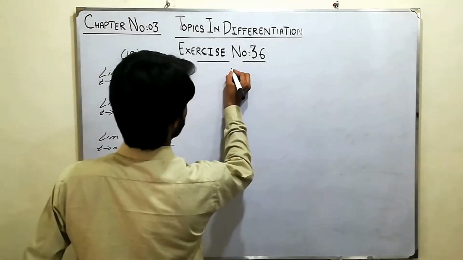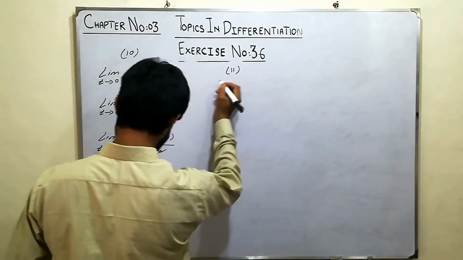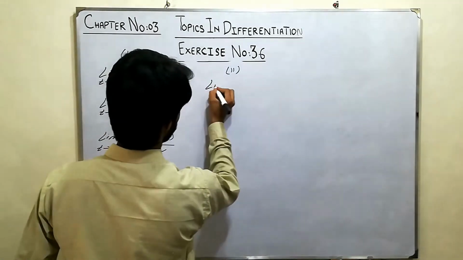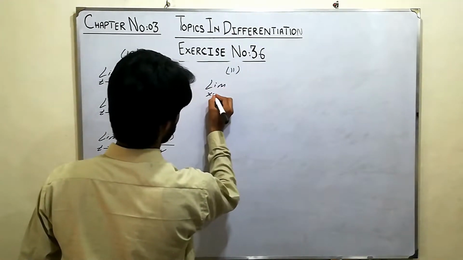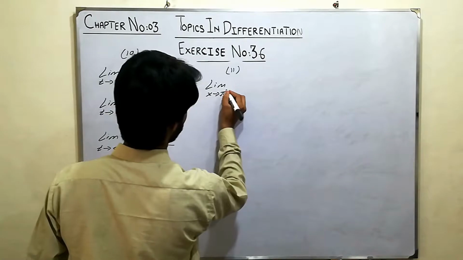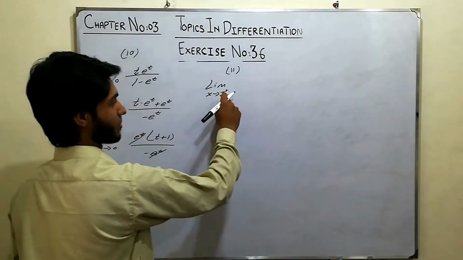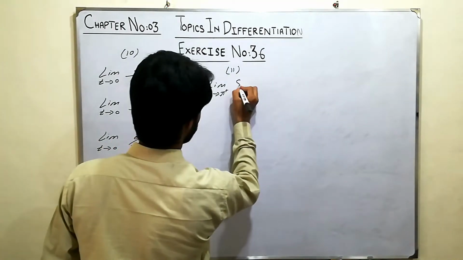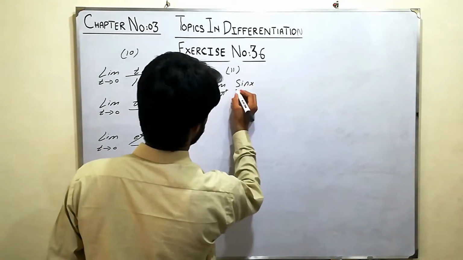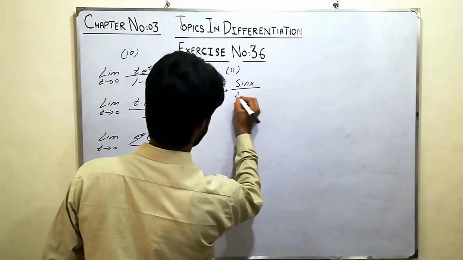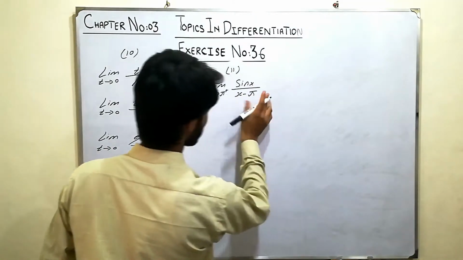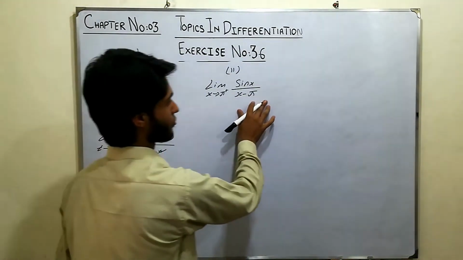Question number 11: limit as x approaches pi from the right-hand side. This sign is for the right-hand limit. Sin x divided by x minus pi. If we put the limit in that function, we have the form 0 by 0.